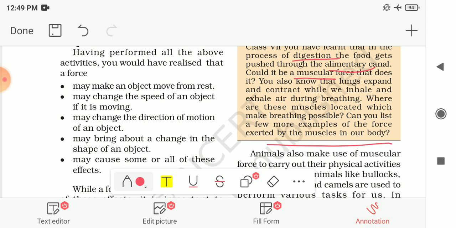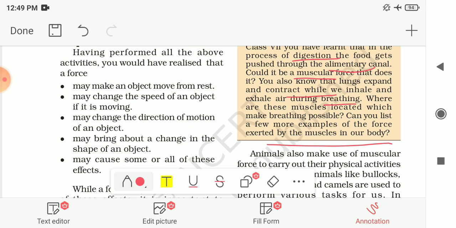You also note that the lungs expand and contract while we inhale and exhale the air during breathing. So of course in inhalation and exhalation our muscular force is also there. And where are these muscles located which make the breathing possible? Can you list a few more examples of the force exerted by the muscles in our body?